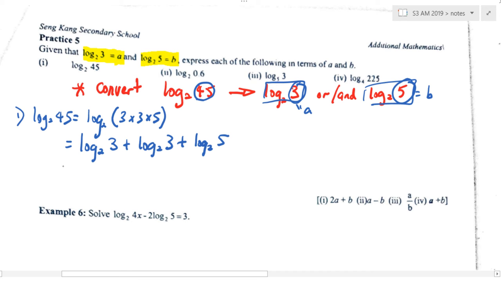So, what is the answer? A plus A plus B. So, the answer is 2A plus B. Easy? Easy. What about the next one?